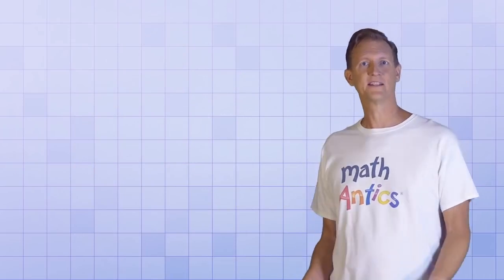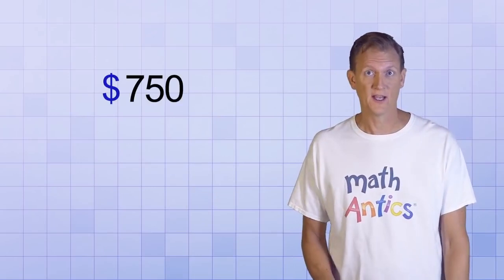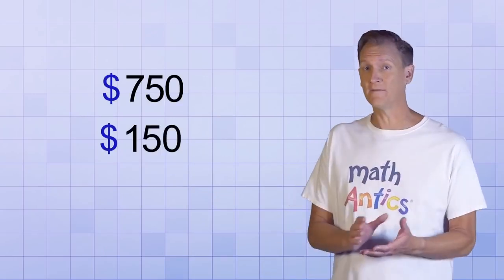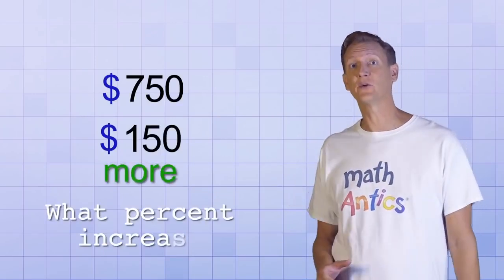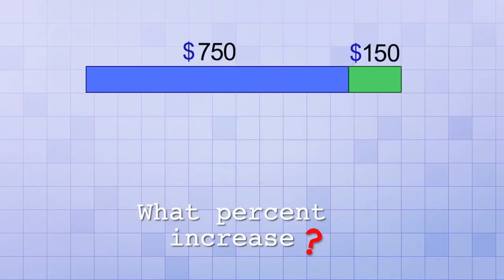For example, instead of $100, suppose that you start out with $750. Then imagine that you get $150 more. What percent increase is that? To figure that out, let's use a simple diagram. This blue bar represents the original $750, and this green bar represents the $150 increase.